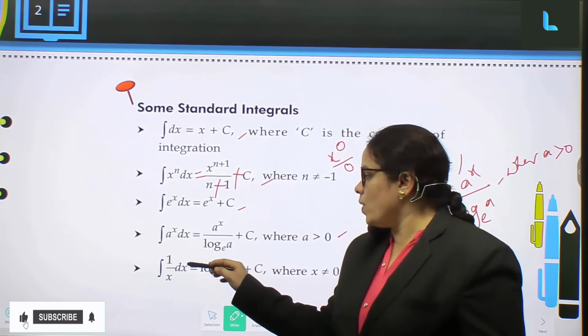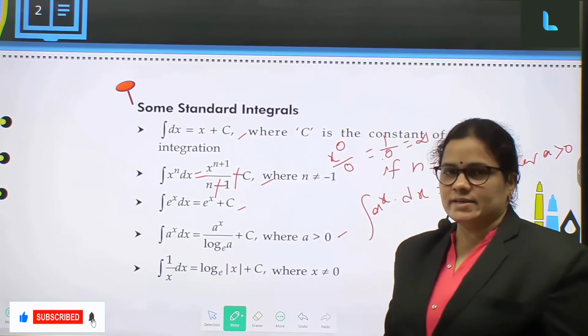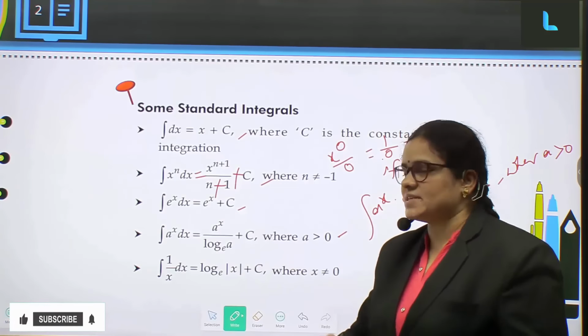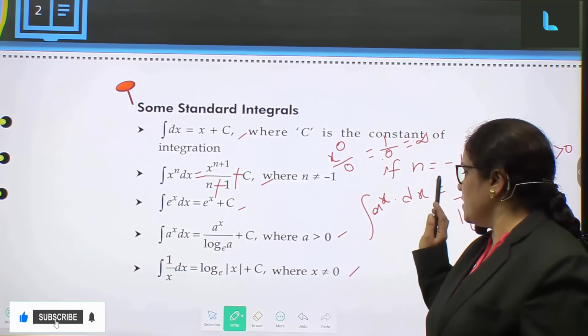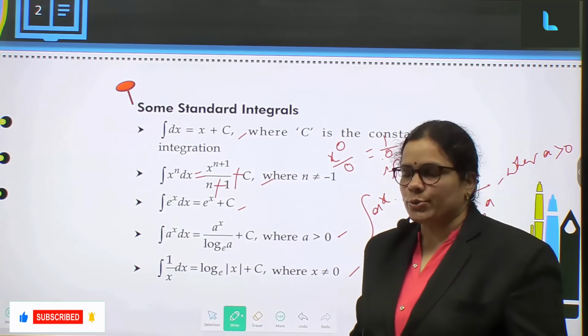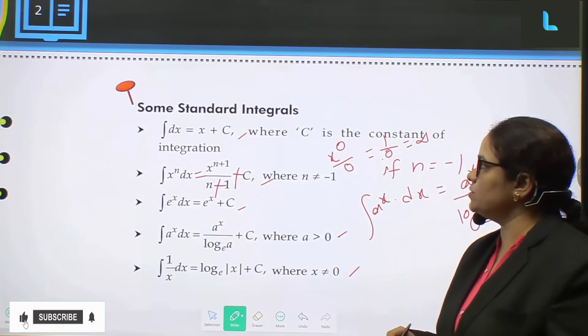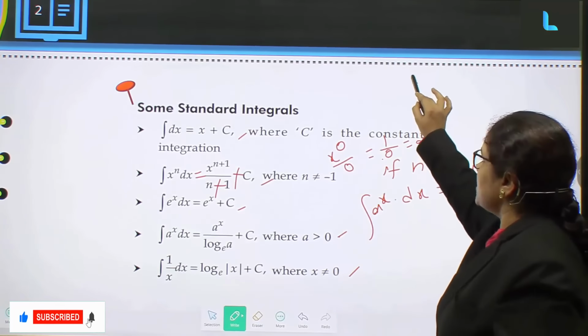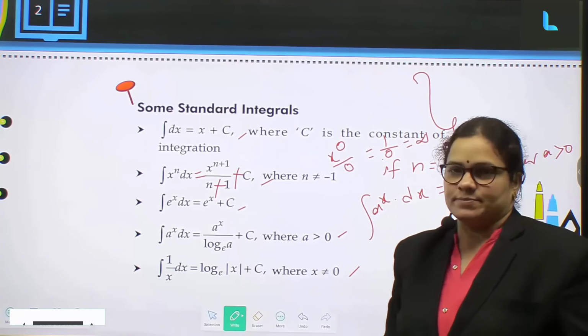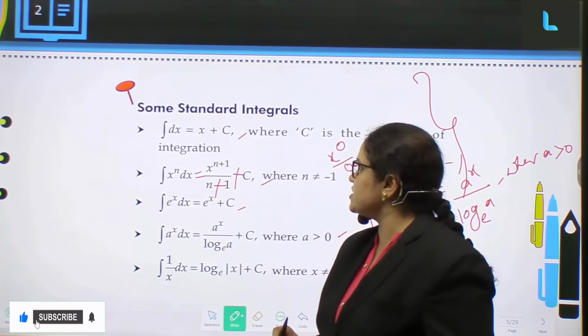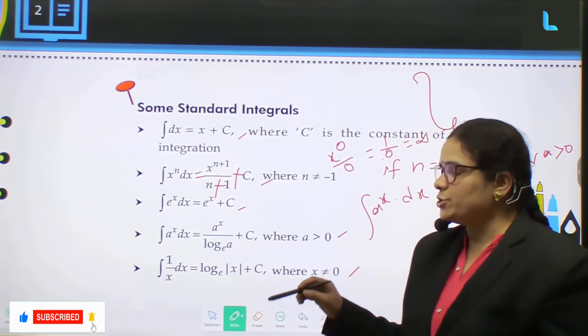And integral 1 by x dx value is log mod x base e plus c, where x is not equal to 0. So these are some standard integrals. You should remember them in your mind.